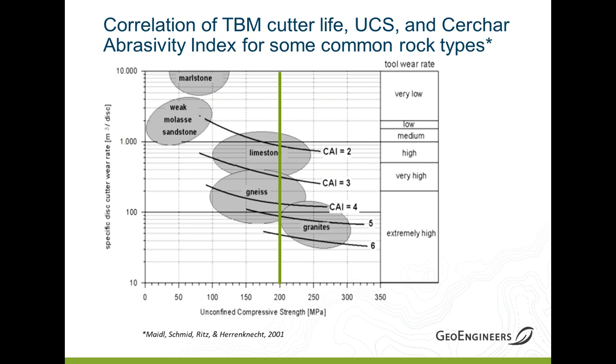Or you could have a rock with an unconfined strength of 150 megapascals and a Cerchar abrasivity index of 5, and you could be pretty worried about being able to get through it, or at least get through it without having to retract the machine. So something that we don't always see is abrasivity index testing, but it's something we definitely encourage, particularly if you're looking at metamorphic or igneous rock, or something beyond a real soft sedimentary rock.